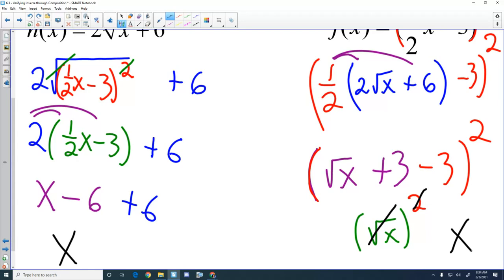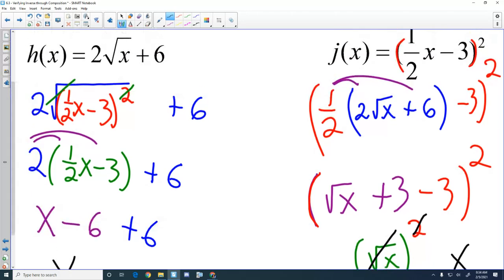Because by all means, another technique would be to just take h of x, calculate its inverse, and see if that is j of x. But that's not this verification process. This is verifying through composition. All right, so it's a very specific learning target of the skills we want you to practice.